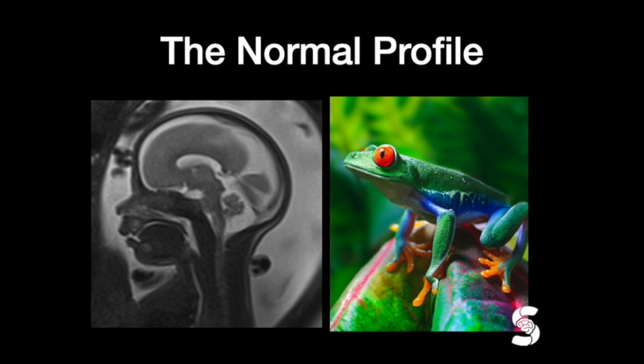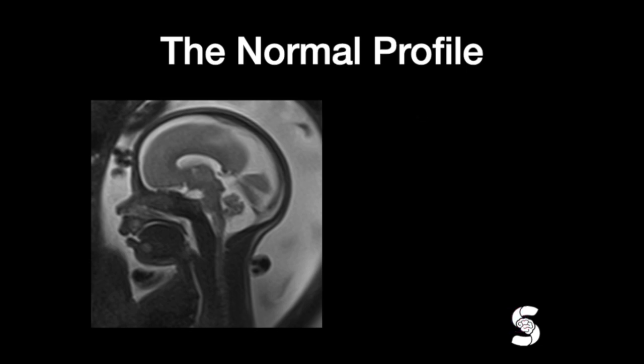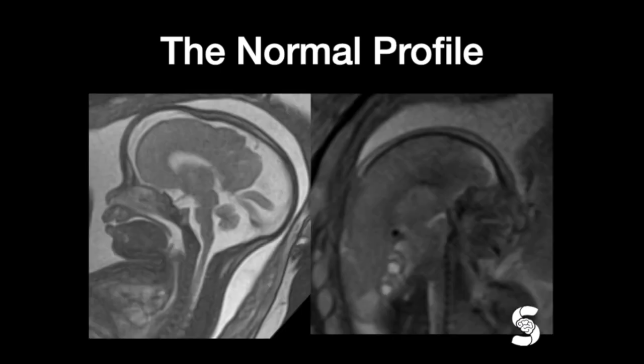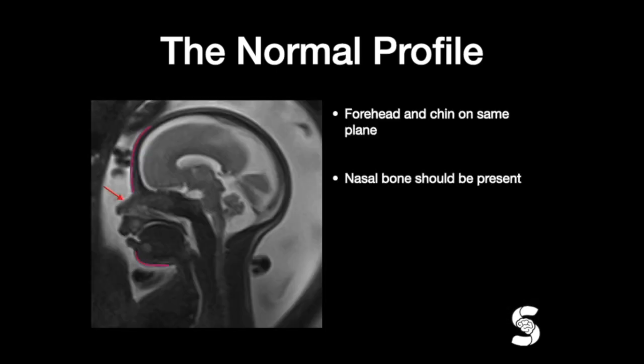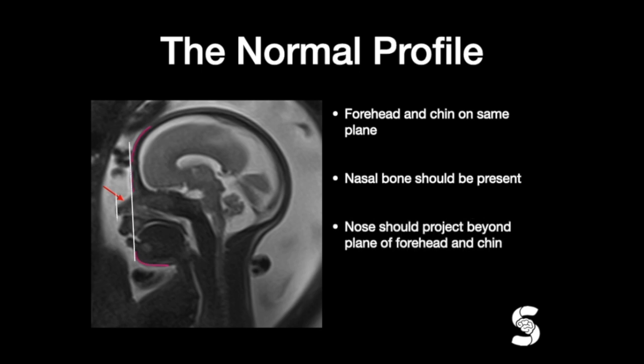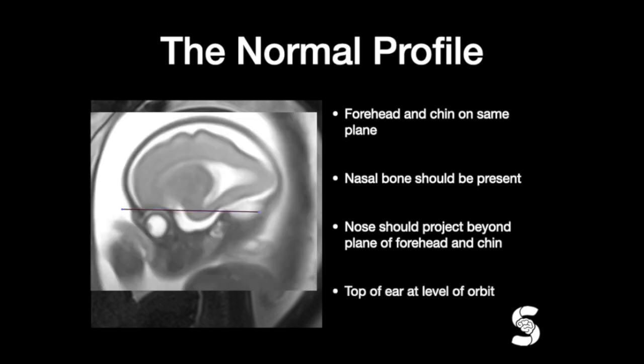MRI is also known to show facial and cervical anatomy of the fetus in high anatomical detail. A true midline sagittal MR image and parasagittal MR images are important for assessing the facial profile. Forehead and chin must be on the same plane. These sequences show the frontal region that can be prominent or shortened. Nasal bone should be present. The nose and its curvature must be very clear. Nose should project beyond the plane of forehead and the chin. Top of ear should be at the level of the orbit.